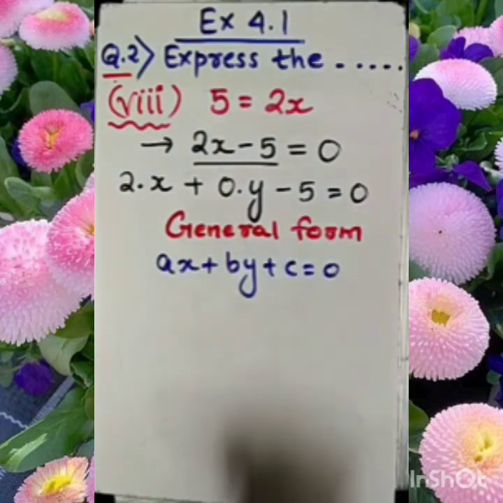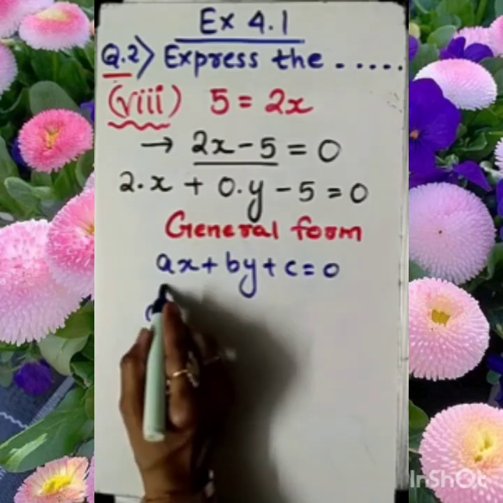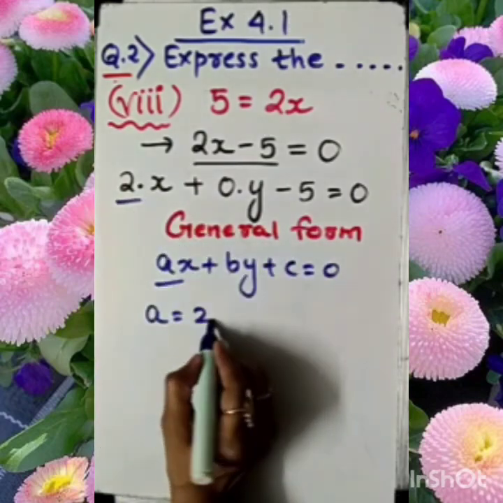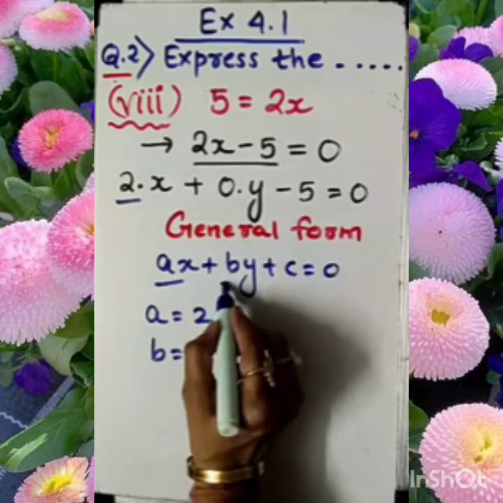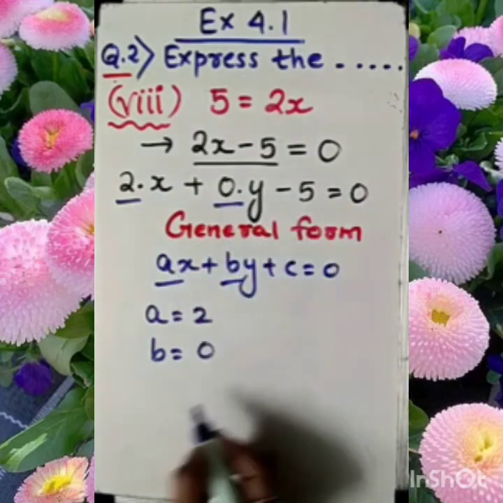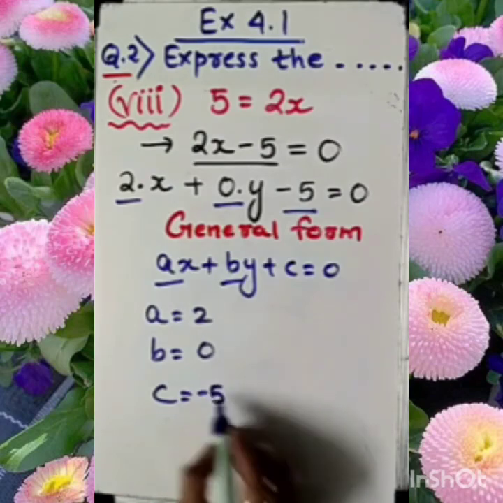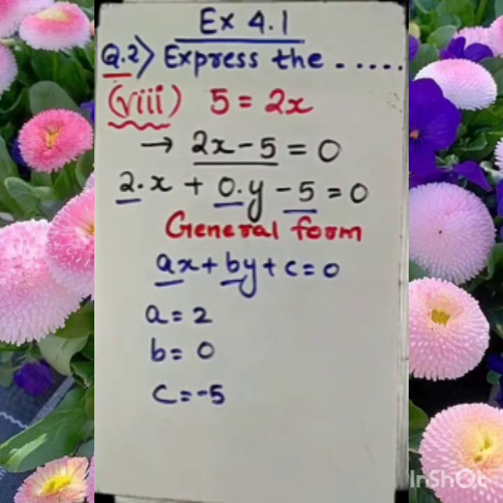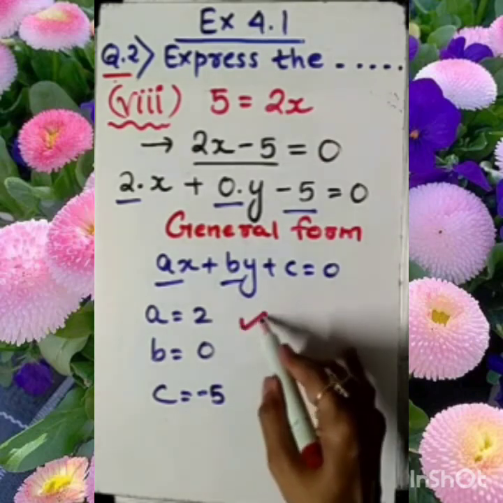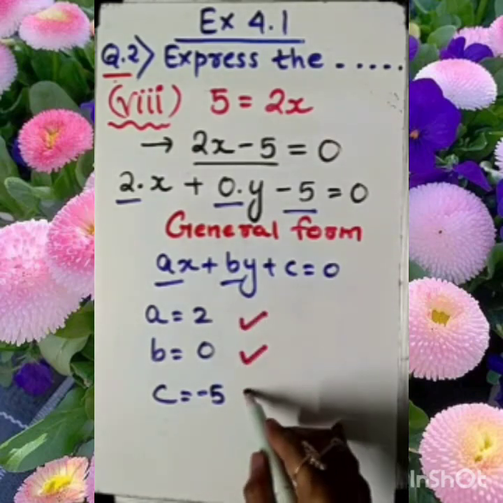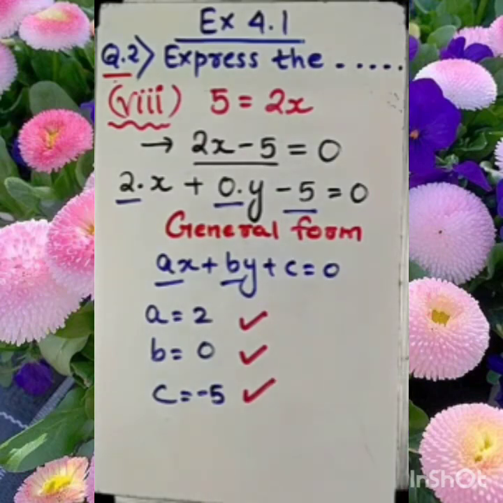Fine. So what is a? a equal to 2. Fine. What is b? b equal to 0. What is c? c equal to minus 5. Clear? So dear student, the required values are a equal to 2, b equal to 0 and c equal to minus 5. Clear to you? So this is the complete exercise 4.1 here.